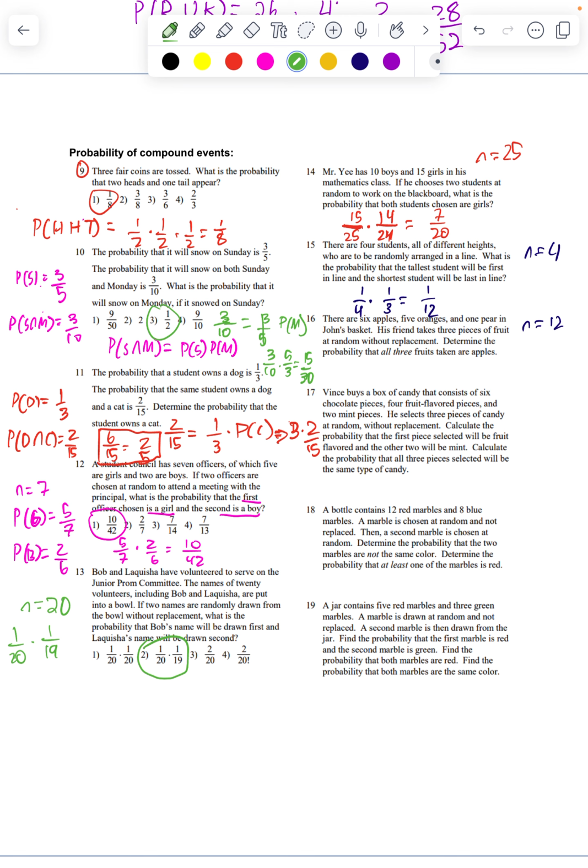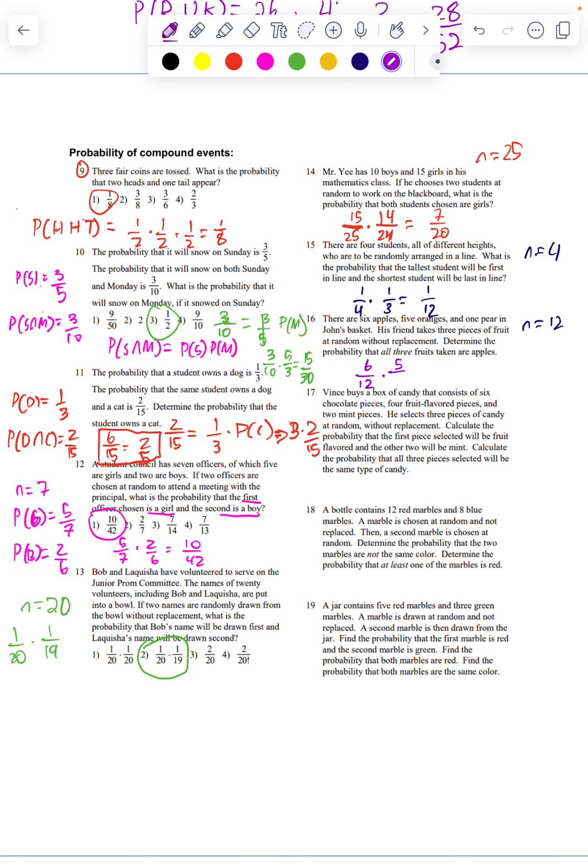All right. So the probability of getting the first apple is going to be, how many apples are there? 6 apples out of 12 altogether. All right. And then I'm going to multiply.